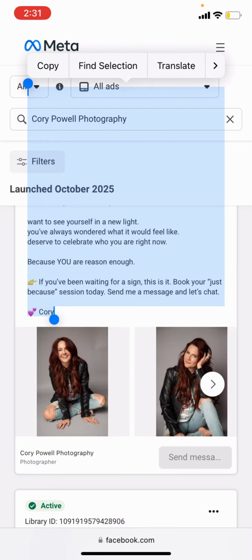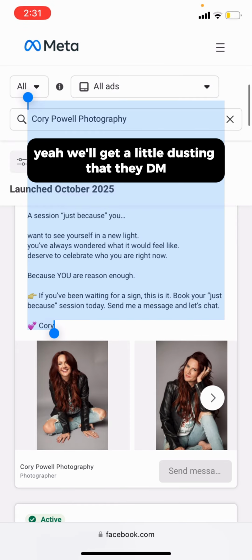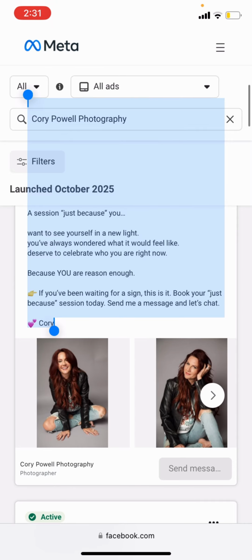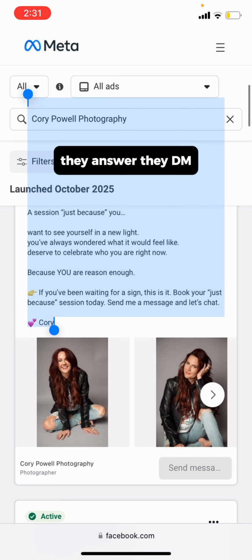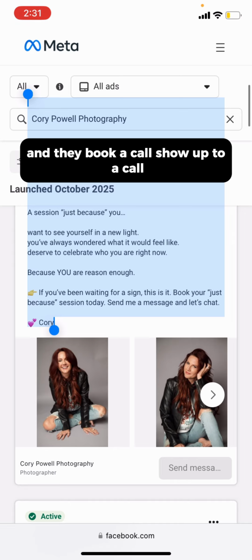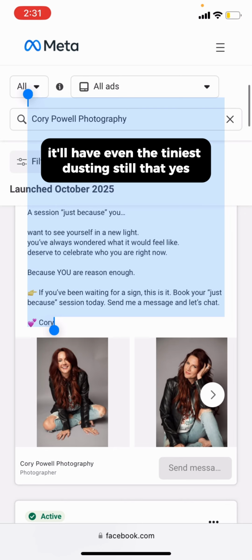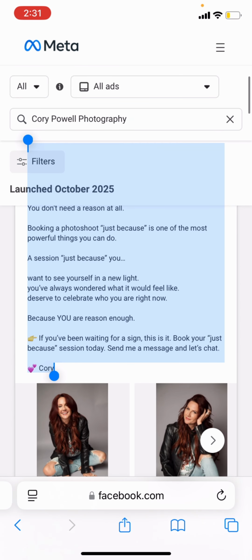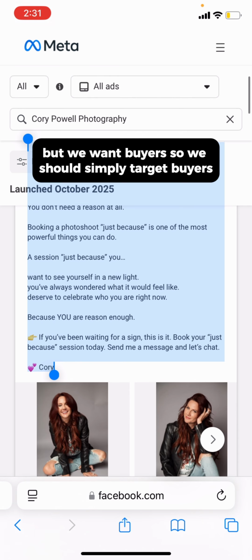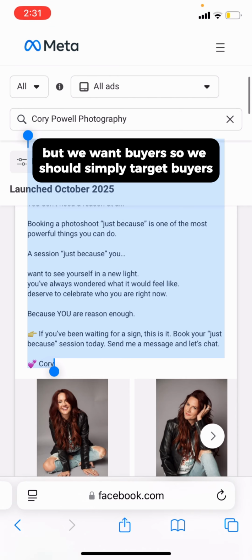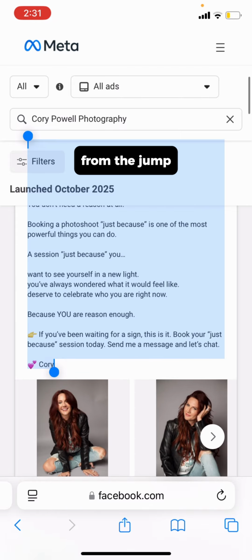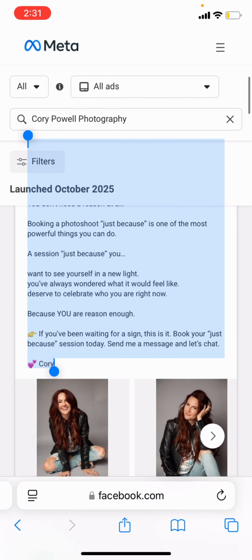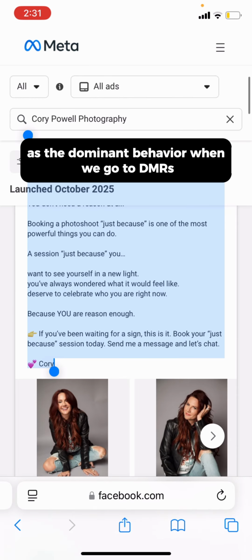And so, yeah, we'll get a little dusting that they DM and then they do answer our phone calls and emails. And I'll have an even smaller dusting still that they DM and they book a call and show up to a call. And we'll have the tiniest dusting still that they will DM and they will buy. But we want buyers, so we should simply target buyers from the jump, because then our ads will go to people that have buying behavior on their Meta profile as the dominant behavior.